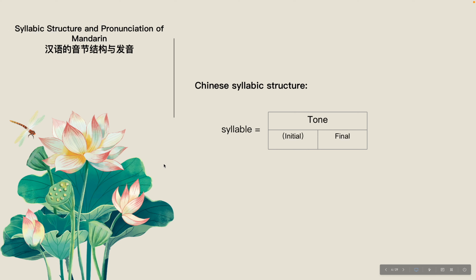Syllabic structure and the pronunciation of Mandarin. 汉语的音节结构与发音 This is also known as 拼音。拼音，我在学汉语拼音。I am learning 拼音。A syllable of 拼音 is usually composed of 3 parts: an initial consonant and the final consisting of vowels, or vowels and the ending consonant, and a tone. The tone is superimposed on the entire syllable, and as you see, the initial is optional, which means sometimes a syllable may have or have not an initial consonant.